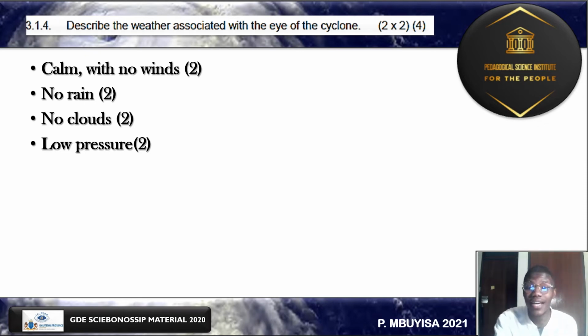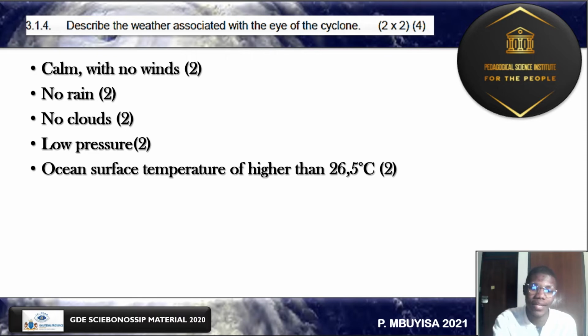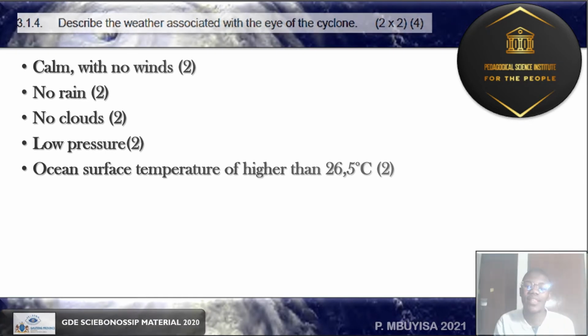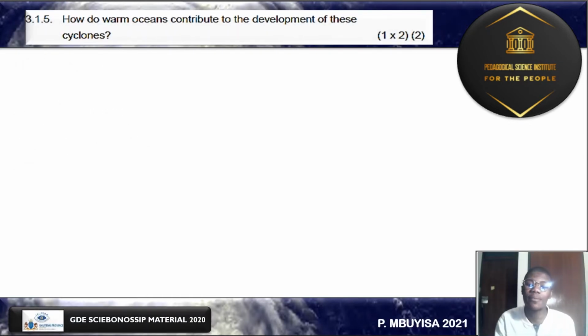We have a low pressure. Remember, it's a cyclone. We have a low pressure at the center because air enters the system. Pressure decreases towards the center. And remember, the ocean surface temperature is higher than 26.5 degrees Celsius. Part of what contributes to that is the sinking air that warms up adiabatically. So those are some of the conditions that we have. So we call them stable weather conditions.